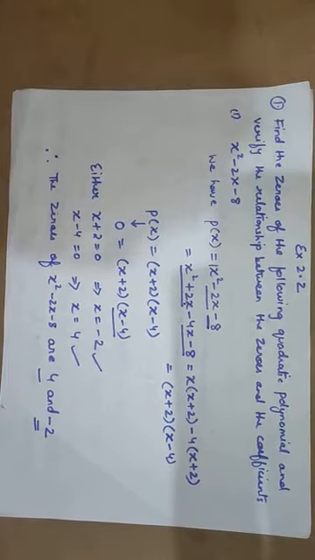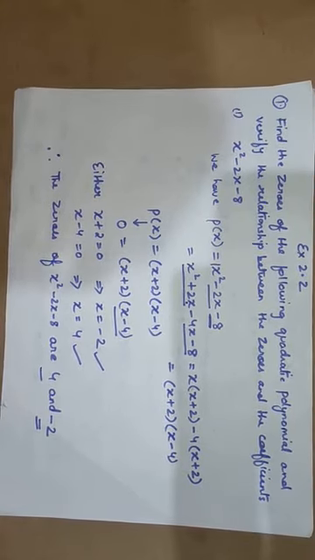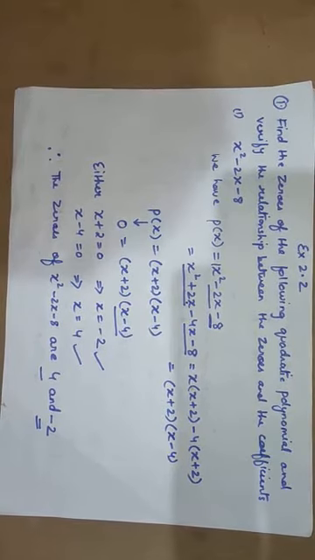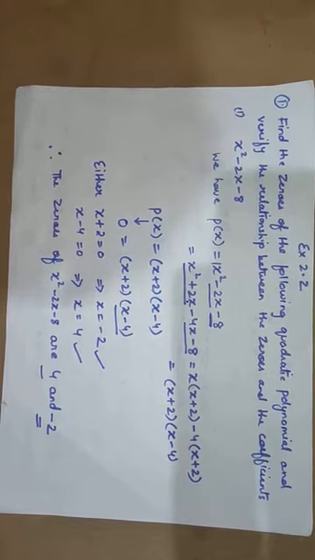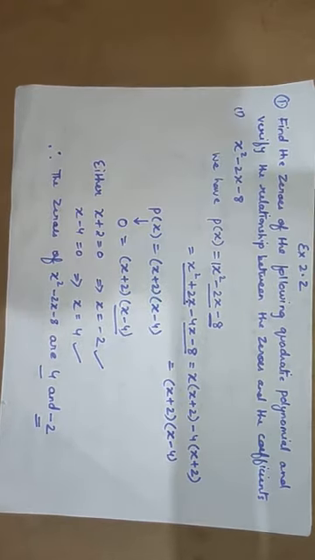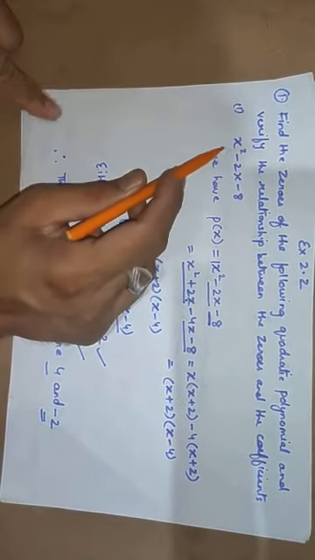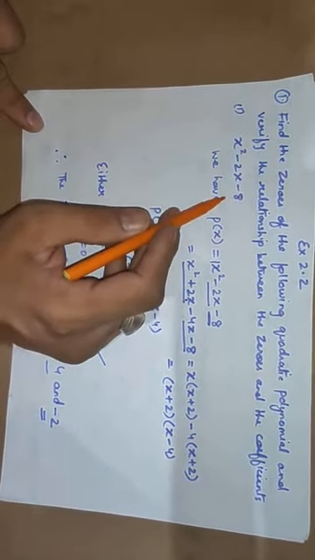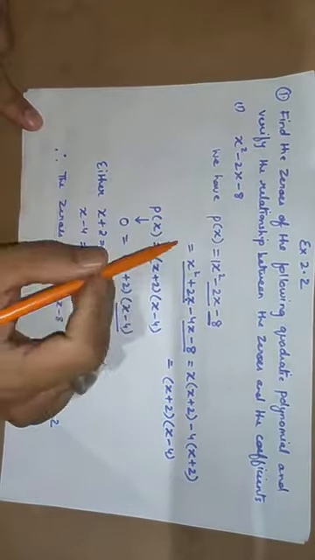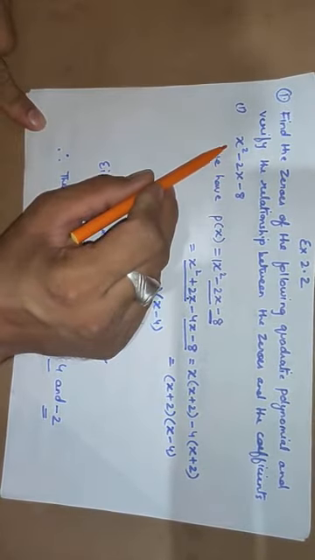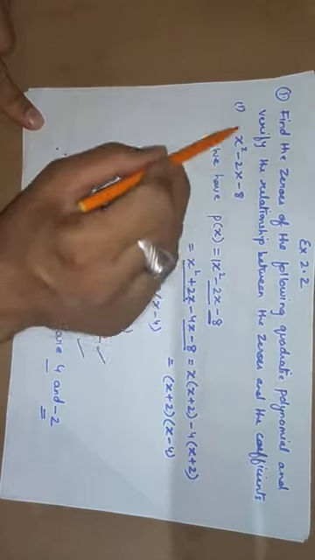Hello students, in the previous exercise, that is exercise 2.1, the first question asks to find the zeros of the following quadratic polynomial. Here you have been given one polynomial which is x square minus 2x minus 8. So what we have to do here is find the zeros of this polynomial.